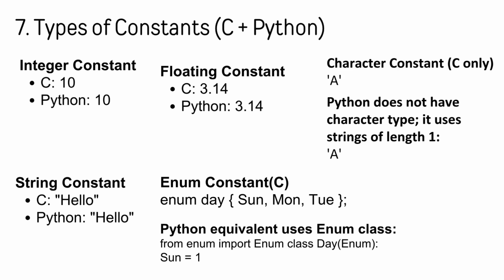In C, you can define an enum constant like this: enum day, then write down the day names Sunday, Monday, Tuesday, etc., and end it with a semicolon. In Python, you use the Enum class from the enum module. So while both languages support constants, Python handles some types differently, like characters and enums.